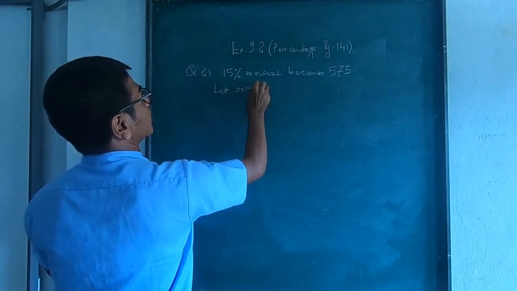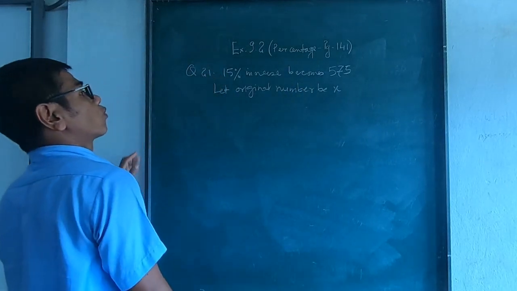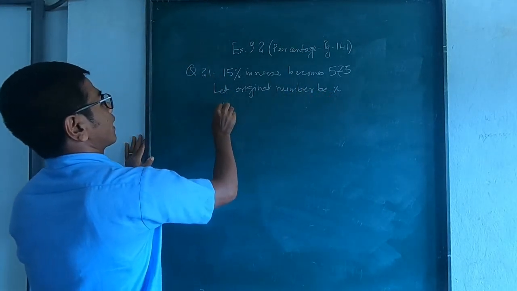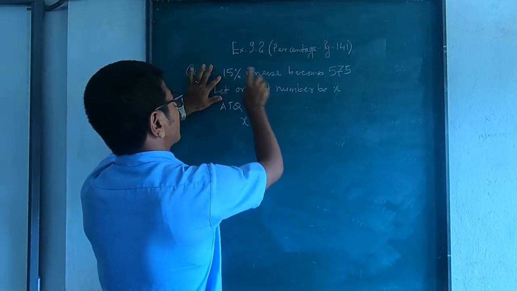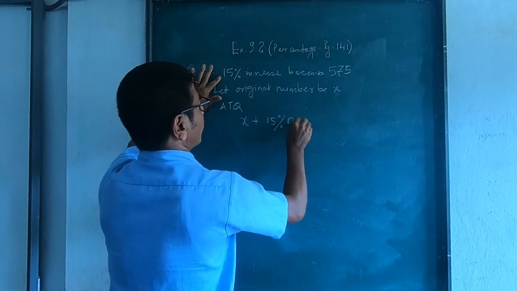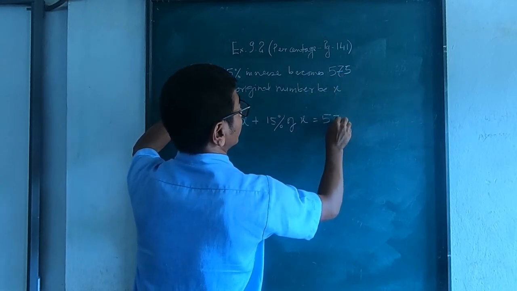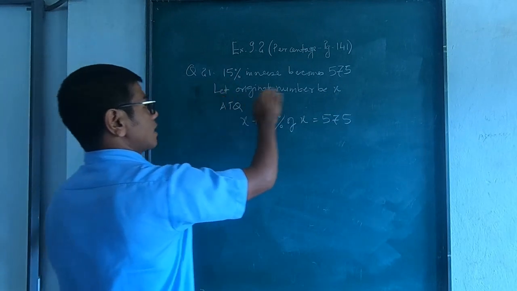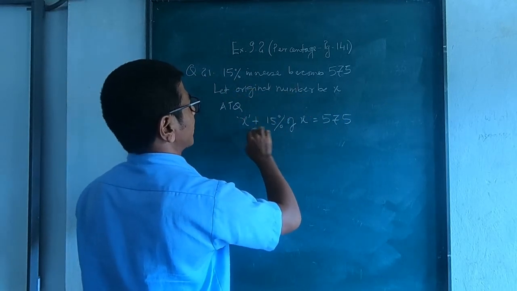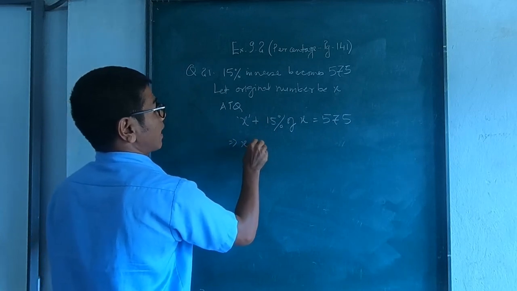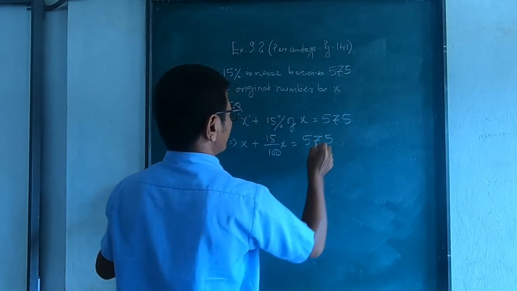Let the original number be x. Where from it increased? It increased from x. According to the question, first we have got x, then how much percent increase? 15%. 15% of what? Of this x. After increase of 15%, it becomes 575. The original number we don't know, so we assume it to be x. So let us solve it. x plus 15/100 x equal to 575. Find the LCM of this.